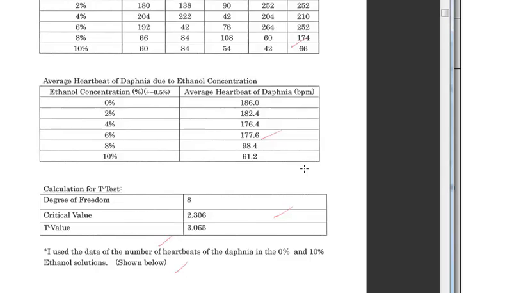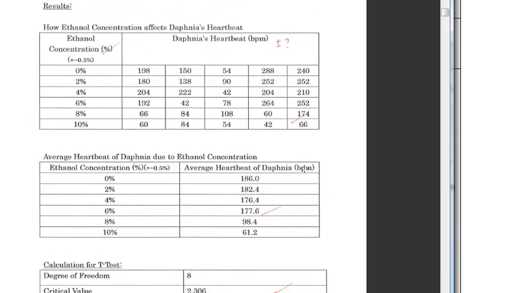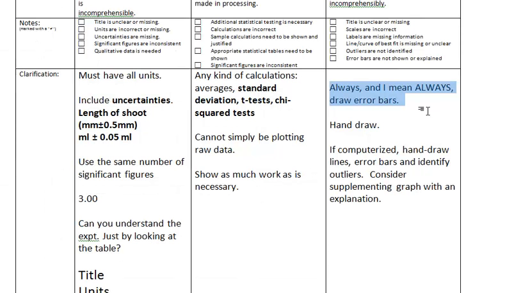If you've done five trials, then you should be able to do error bars. And the error bars should be able to show your standard deviation. So for each one of these, an average can be calculated, and the calculator can easily spit out a standard deviation for each of these. She has not done that here, but highly recommended that you do that.